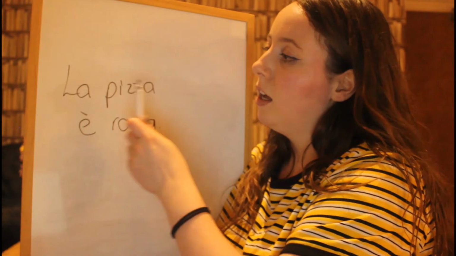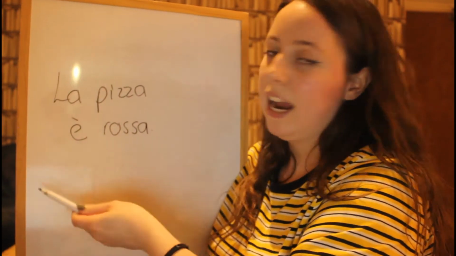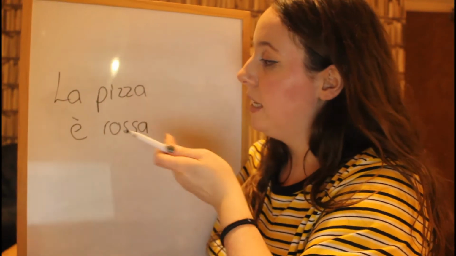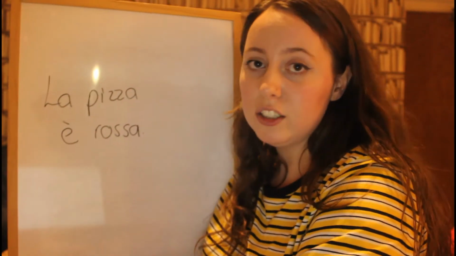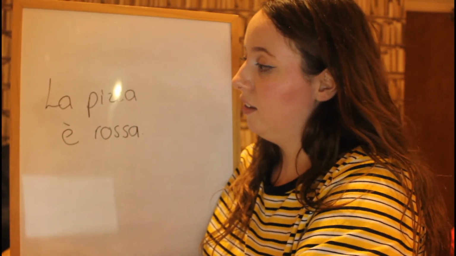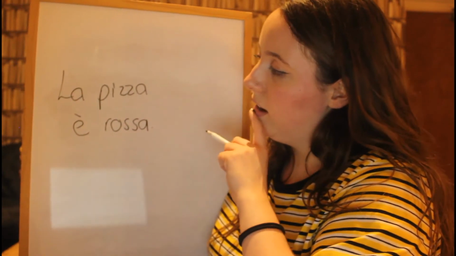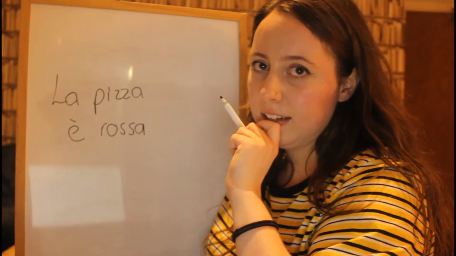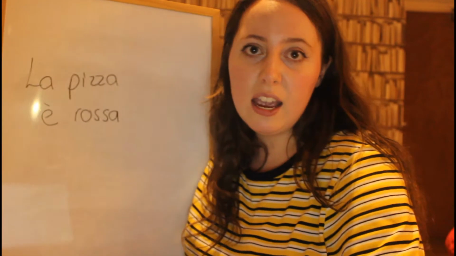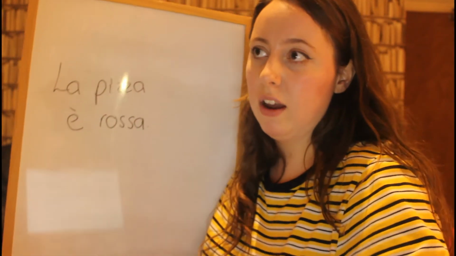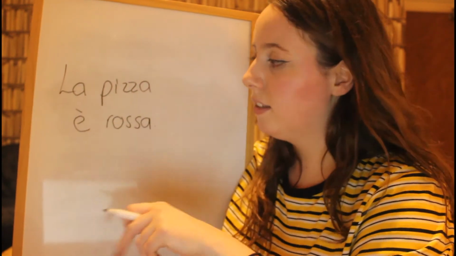So I'll just read it to you. La pizza è rossa. La pizza è rossa, which just means the pizza is red. It could actually mean that the pizza is a Rossa pizza. But I think context is also a big thing that will play into words that have double meanings. If someone was pointing at a pizza that was very, very red, it would likely just mean that. It wouldn't mean that pizza in particular is a Rossa pizza.